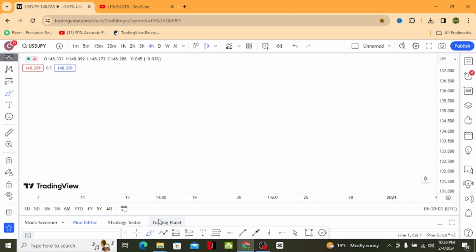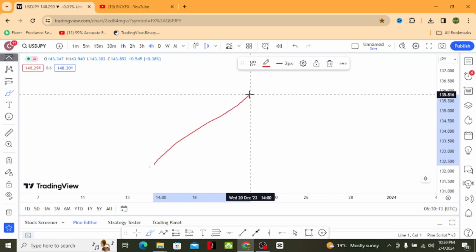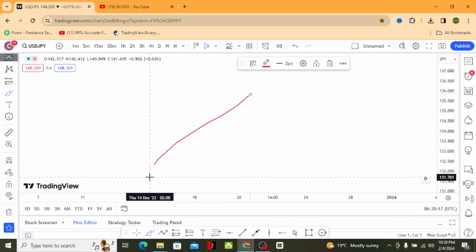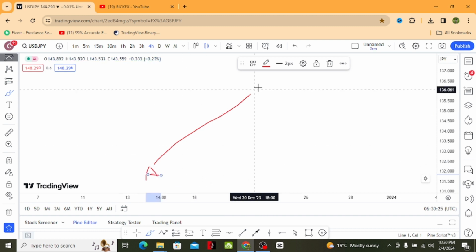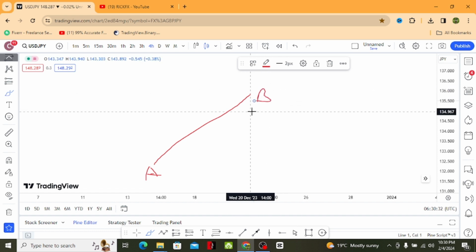Okay guys, for instance, let me explain something to you. If you are expecting the market to move from point A to point B, the market is not going to move this way. It's not going to move from point A to point B just like that. Okay, it's not going to happen like this.